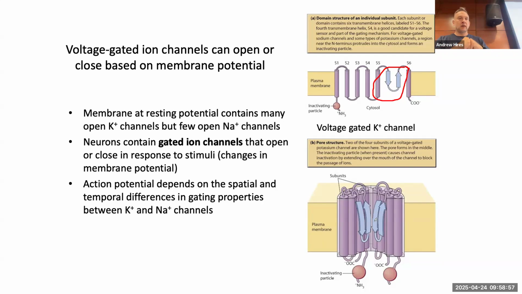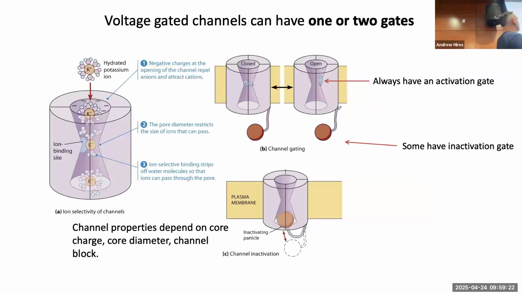So remember, at rest, our leaky channels are going to be potassium channels and some sodium channels. The leaky channels don't have this gate. They're just boring leaky channels. And the action potential is going to depend on how voltage-gated potassium channels and sodium channels open up. So let's look a little bit more closely at the voltage-gated channel.